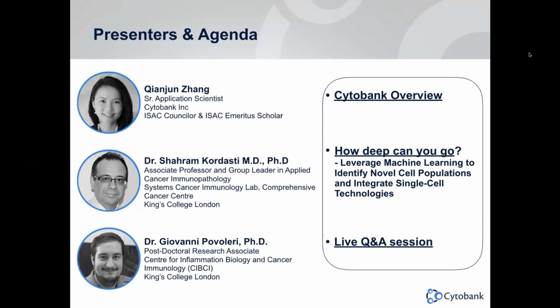For today's webinar, I will give an overview of Cytobank and introduce some of the machine learning tools that Dr. Shahram and Dr. Giovanni will present in their talk, and how Cytobank can help achieve those results. We will then show the presentation of their work. They will talk about the recent Nature Immunology publication of how they used Cytobank's machine learning tools to identify novel Treg subsets and used different single-cell technologies, including RNASeq, to validate the findings. They will join us live for the Q&A after. You may submit your questions anytime during the talk.